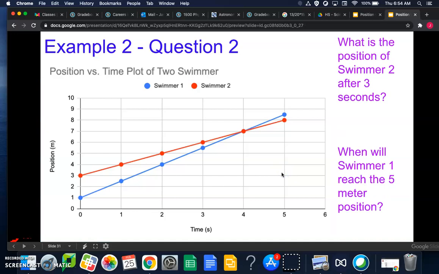What is the position of swimmer 2 after 3 seconds? So I'm going to go 3 seconds. I'm going to follow that up to swimmer 2. That's right here. And I'm going to follow that over to the position, which is 6. So it should be at 6 meters.